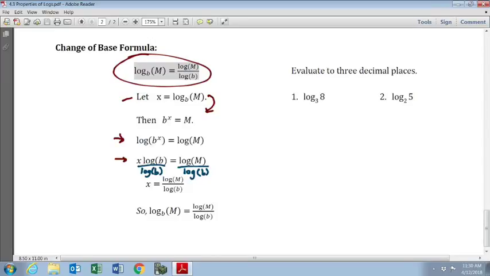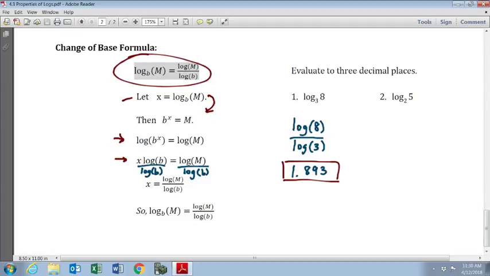So anyway, it's a nice rule to help us evaluate logs that we couldn't evaluate before. So if you look at number 1, the question will be, what exponent do you put on a base of 3 to get 8? And there's no nice number that would work. But we can use the change of base formula and write this as the log of 8 over the log of 3. Now again, these are common logs, base 10. And when you put that into your calculator, you'll get 1.893 if we round to 3 decimal places.